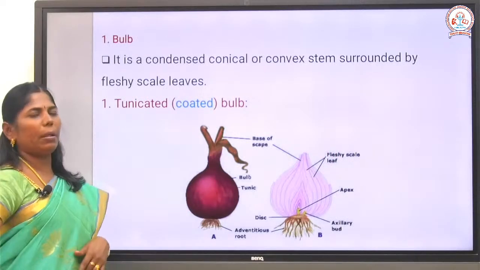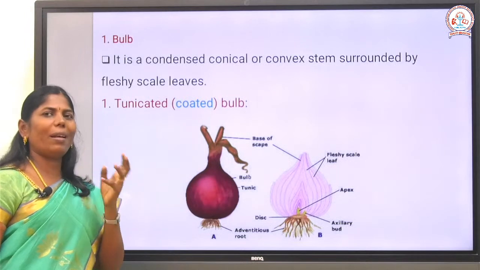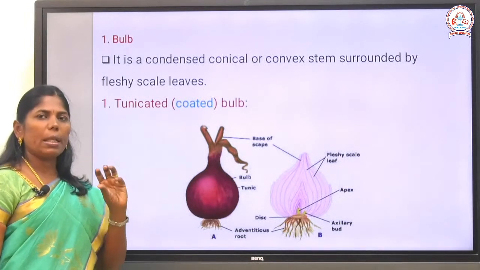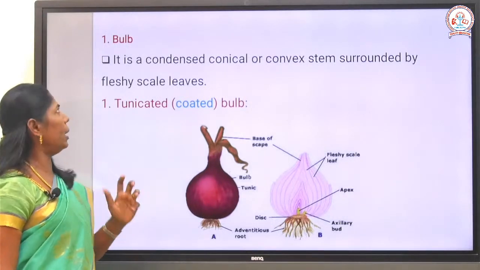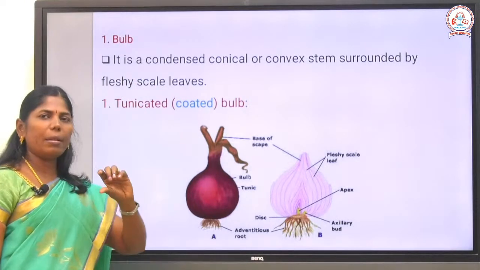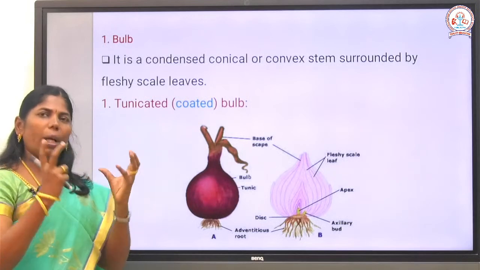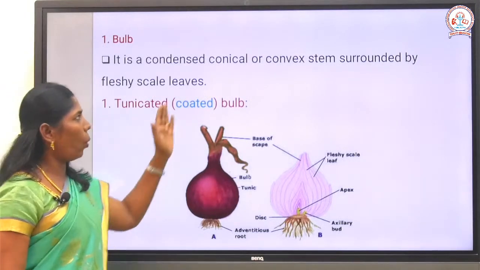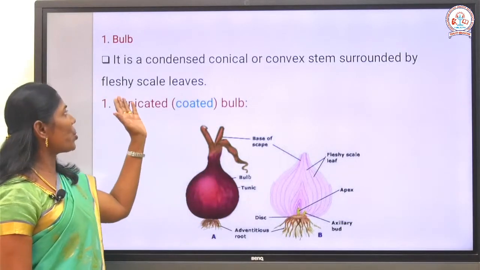So the bulb is here. In the onion we can see so many concentric layers of leaves present there. So many layers surrounded by one another is called a bulb. It is condensed, conical, convex. Condensed means it has shrunk; the stem has no height and has become fully condensed. So it is conical, sometimes convex in shape, surrounded by fleshy scale leaves.